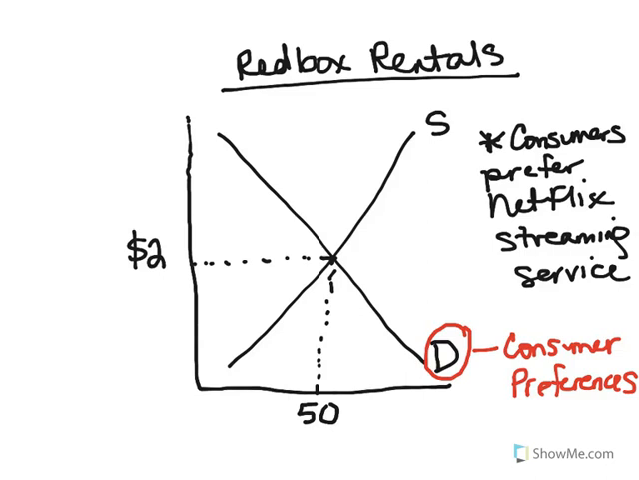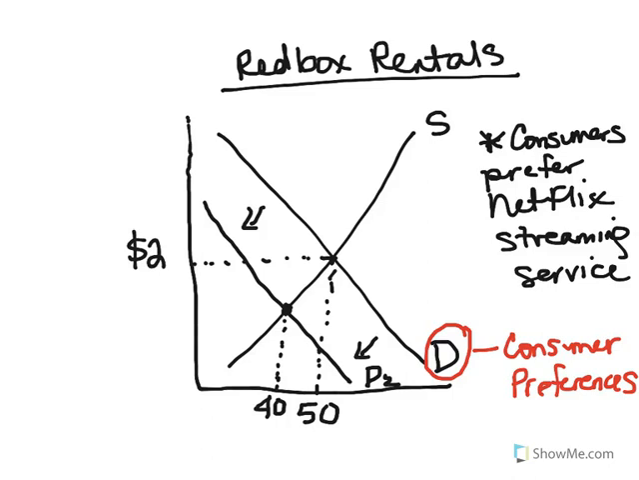And it depends on whether we think it's going to cause the demand for red box rentals to increase or decrease. Well, in this case, because consumers prefer Netflix now, we are going to assume that it is going to cause the demand for red box rentals to decline, which means our demand curve would actually shift to the left, like so. So we would have a new demand curve right here. So that would be our new equilibrium point right here. Let's say that's at 40.